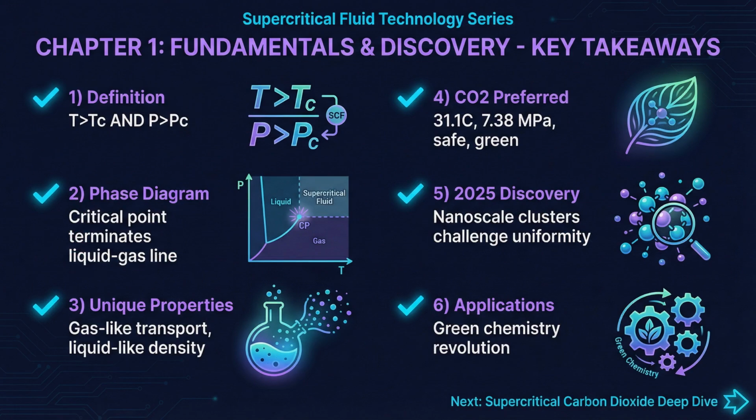Let's summarize Chapter 1. A supercritical fluid exists when temperature exceeds the critical temperature and pressure exceeds the critical pressure simultaneously. The phase diagram shows the critical point terminating the liquid-gas boundary. Supercritical fluids combine gas-like transport properties with liquid-like density. Carbon dioxide is the preferred supercritical fluid due to its mild conditions of 31 degrees Celsius and 7.4 megapascals, combined with safety and environmental benefits.